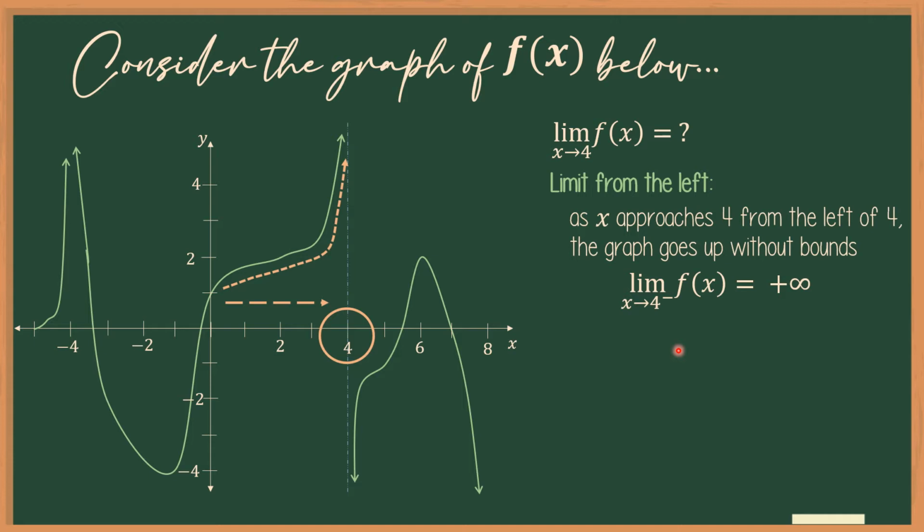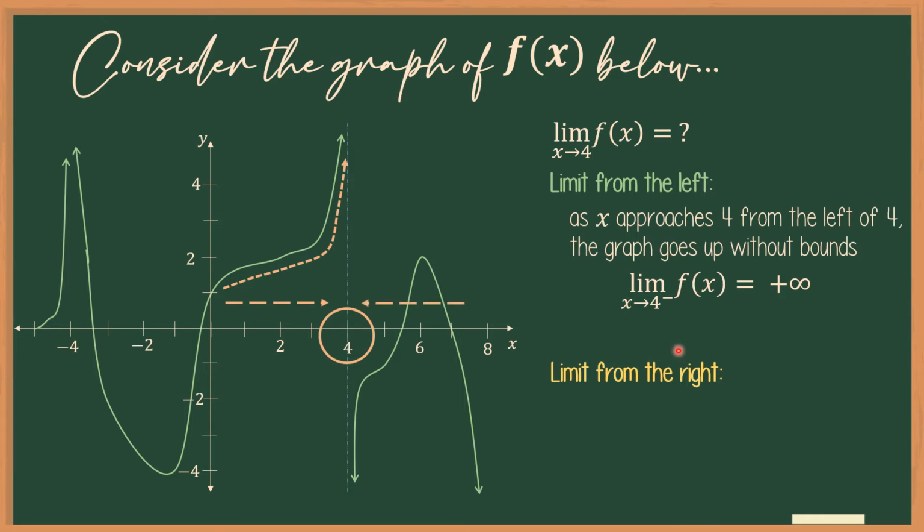Again, let me emphasize that when the limit of a function is positive infinity, it means that the function does not have a limit at that point, but we know how the function behaves: the function values increase without bounds as x approaches that point. So in this case, as x approaches 4 from the left, the function values increase without bounds, meaning the limit does not exist, but we know that the values of the function increase infinitely.